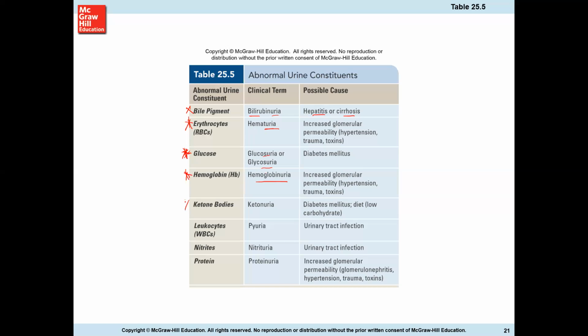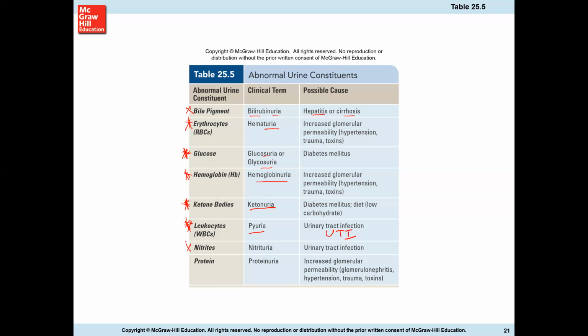Ketones are a breakdown of fatty acids instead of using glucose. So people with diabetes can't get glucose into their cells. So they use fatty acids to make ATP, and then you get ketonuria, which is ketones. Infection will give you pus and white blood cells in the urine, and pus or white blood cells in the urine is called pyuria, and this could be a problem with a urinary tract infection.